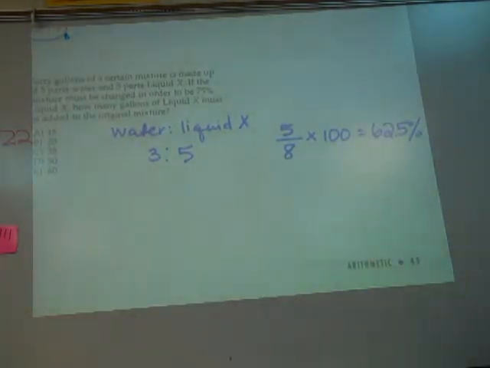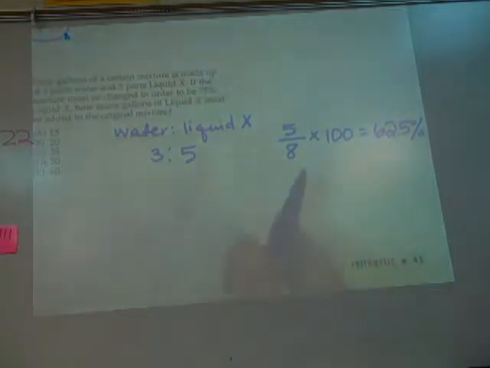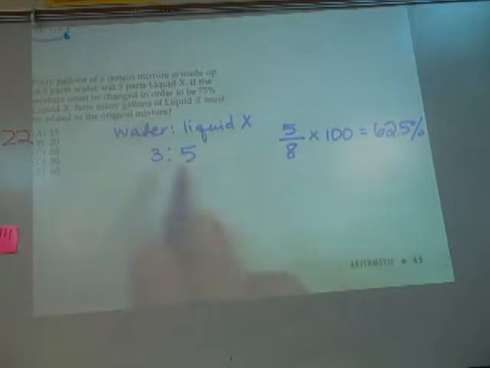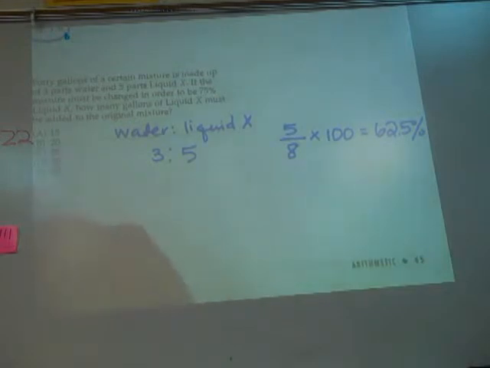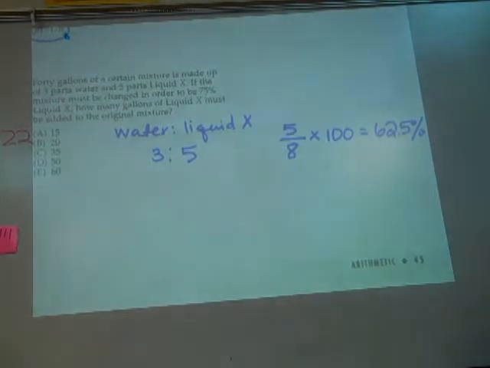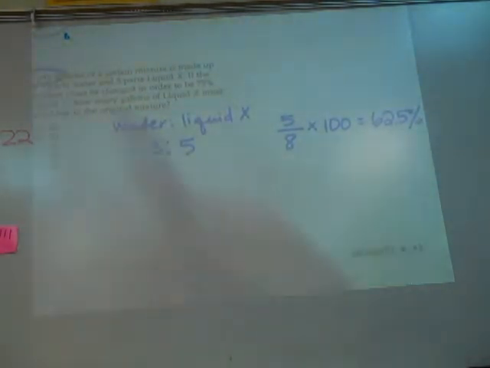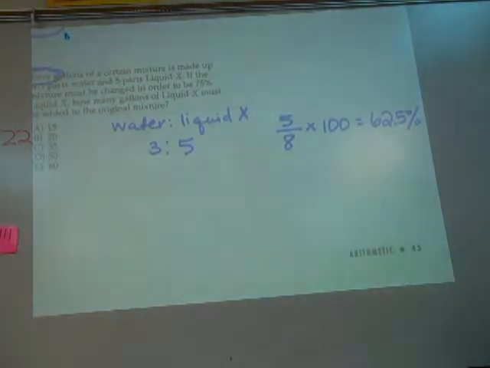Alright, so let's say that we have 8 gallons of this mixture. 3 gallons of water, 5 gallons of liquid X. We want to figure out how many gallons we have to add to the original mixture to turn this into 75%. Alright, so let's just start with answer choice C. Let's plug in. Let's say we added 35 gallons. Oh, okay, this starts with 40 gallons, right? I was like, how are we going to work this? We don't have the right information.